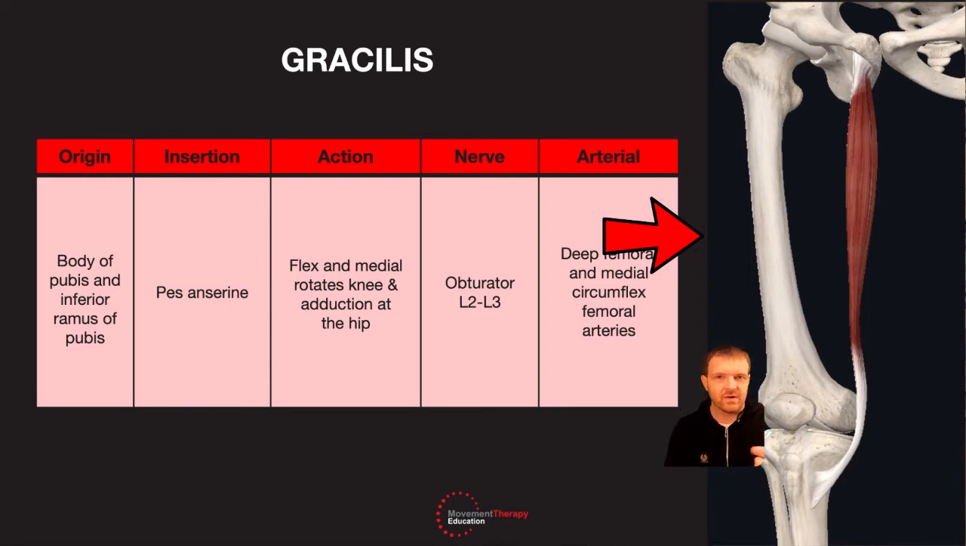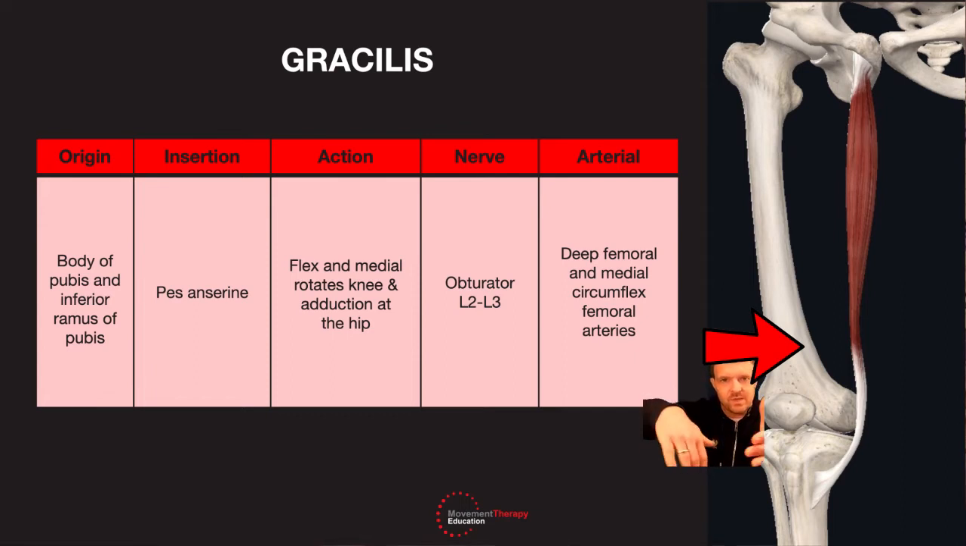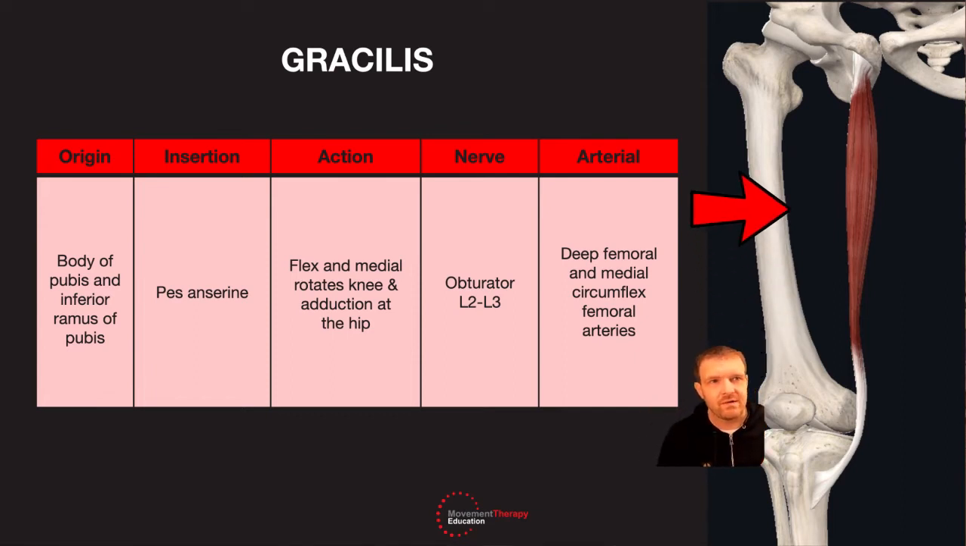The mechanical advantage of gracilis is gone, because gracilis acts below the knee, not above it. So if you place your hands just above the knee, just here, and then get the person to squeeze in, you are then focusing on these short adductor muscles.